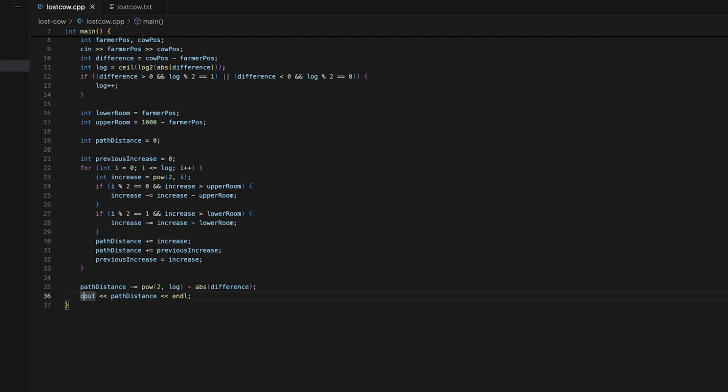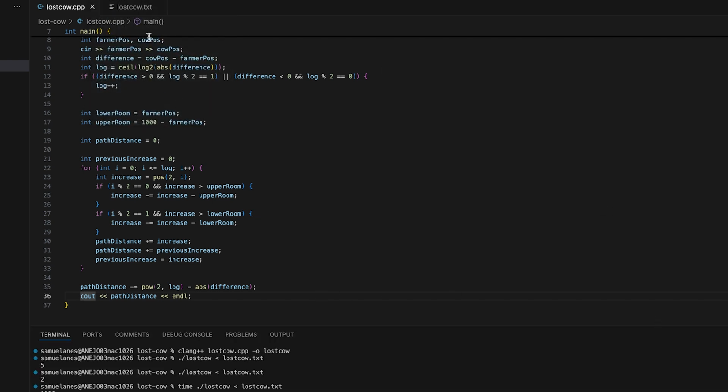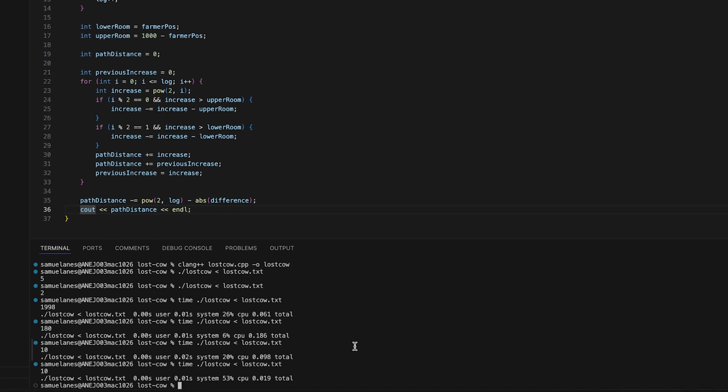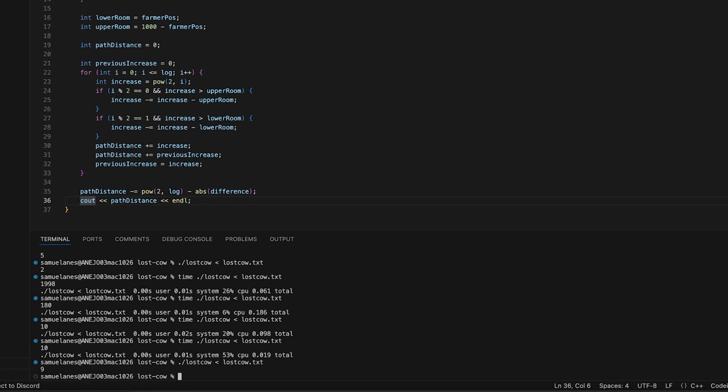So I'm just going to quickly demonstrate that in action. 2 input numbers, 3 and 6. And the correct answer, I believe, should be 9. So here we go. There we go. Gives me 9.